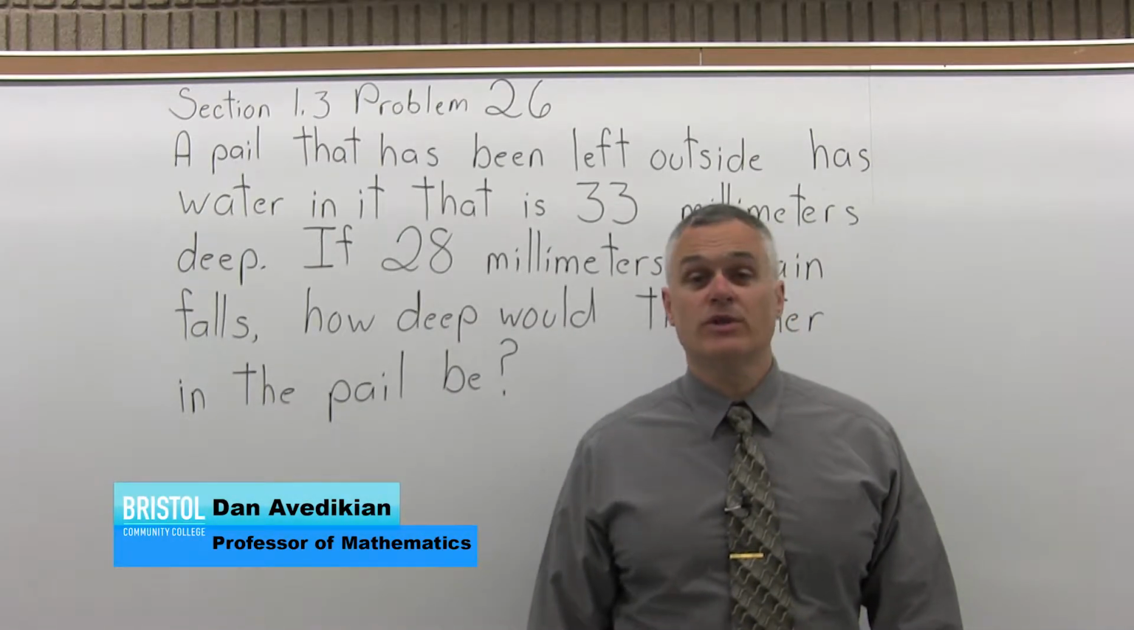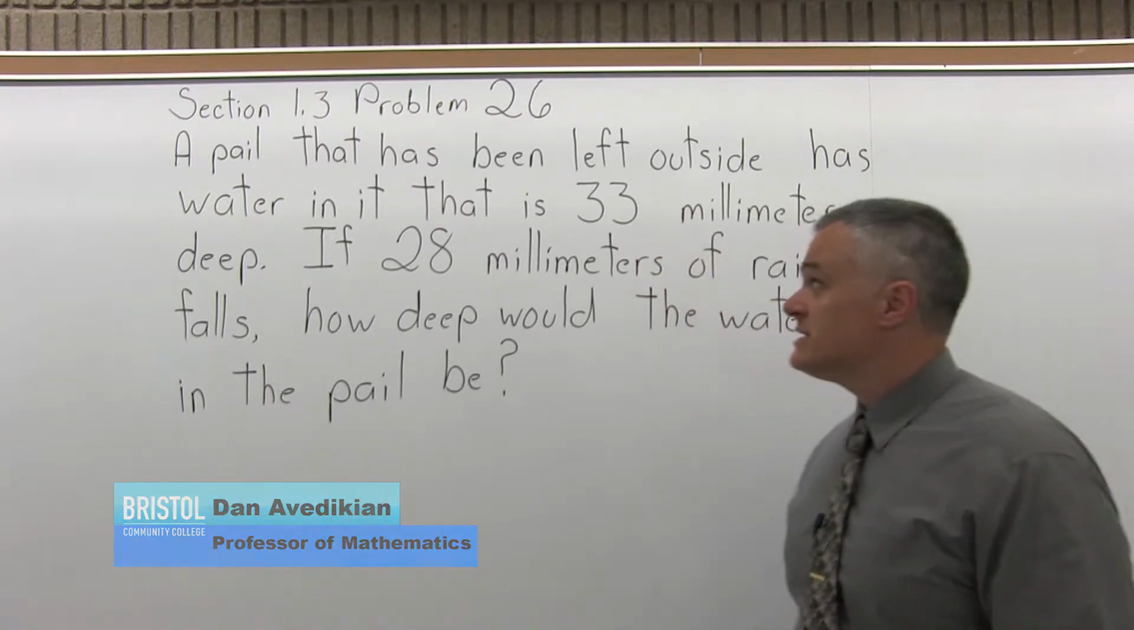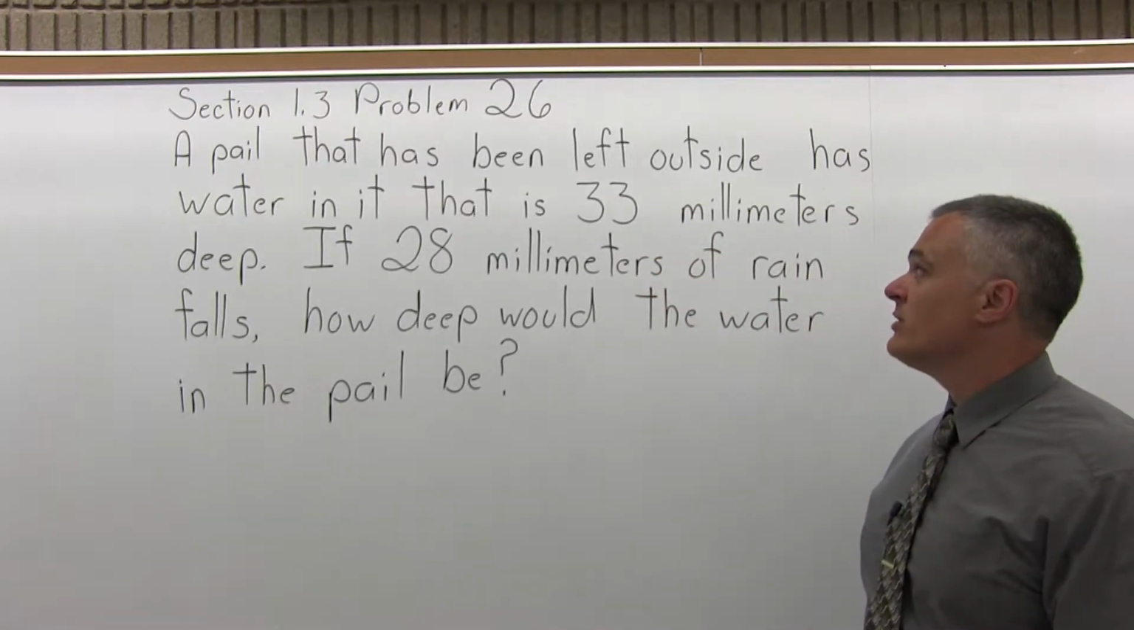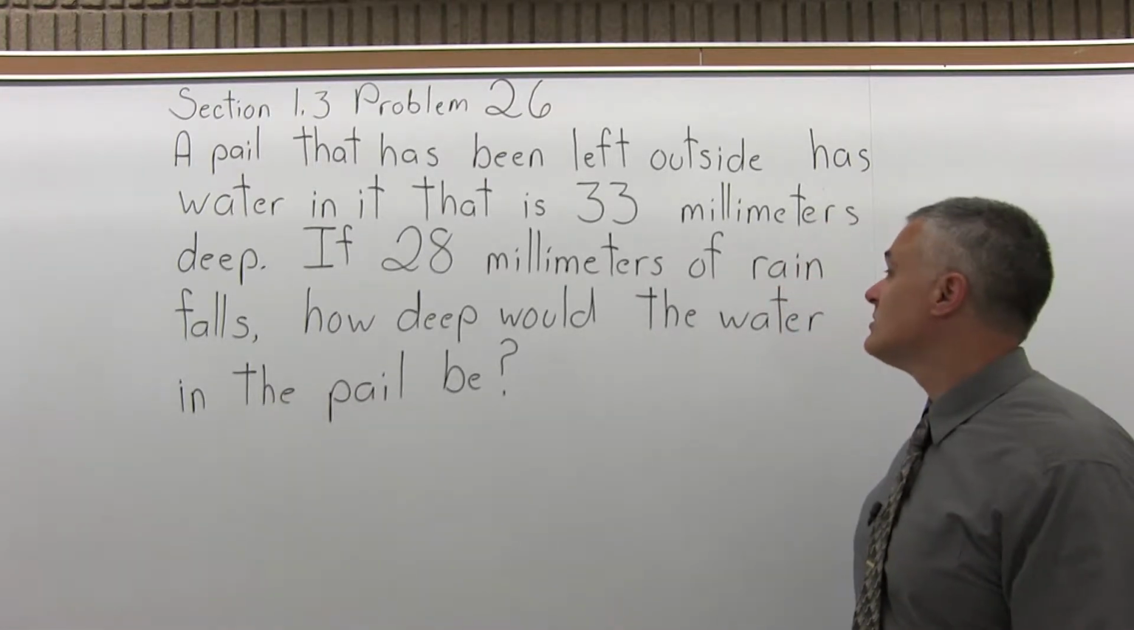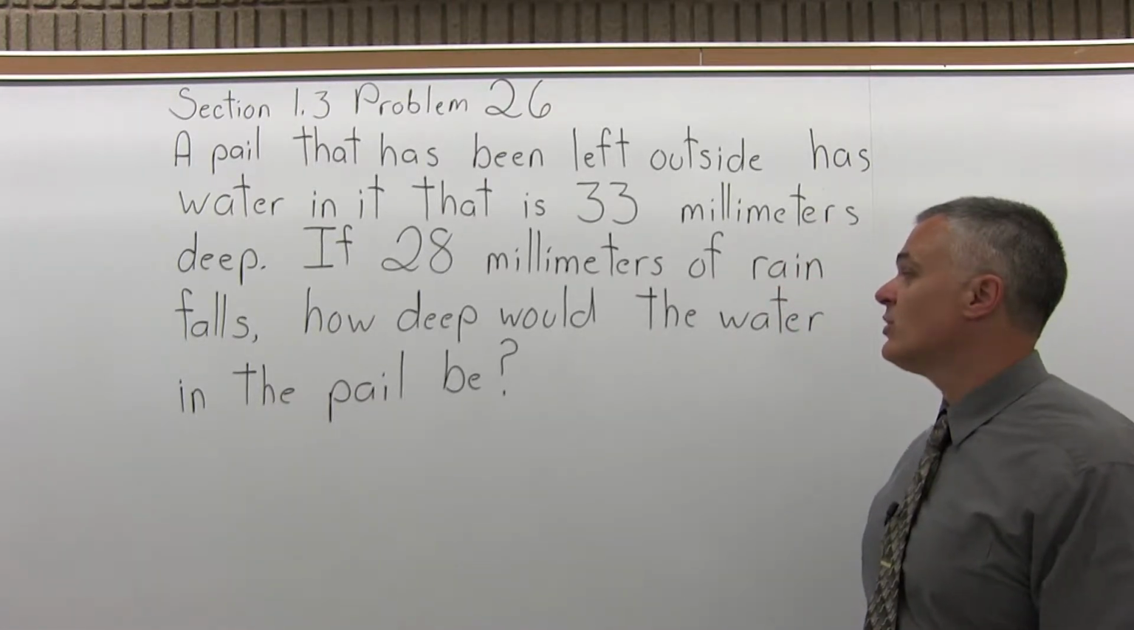This is Section 1.3, Problem 26. It says a pail that has been left outside has water in it that is 33 millimeters deep. If 28 millimeters of rain falls, how deep would the water be in the pail?